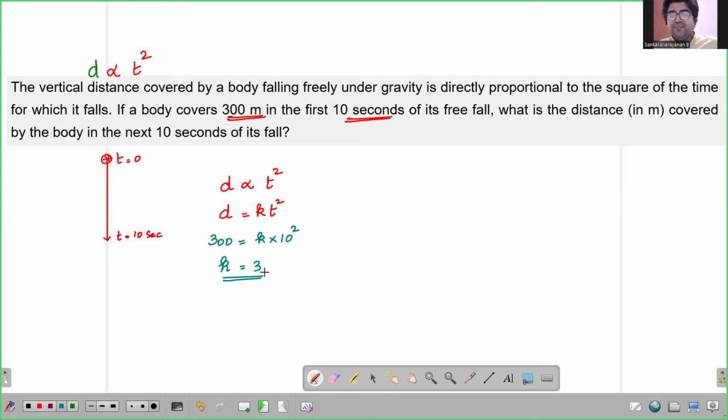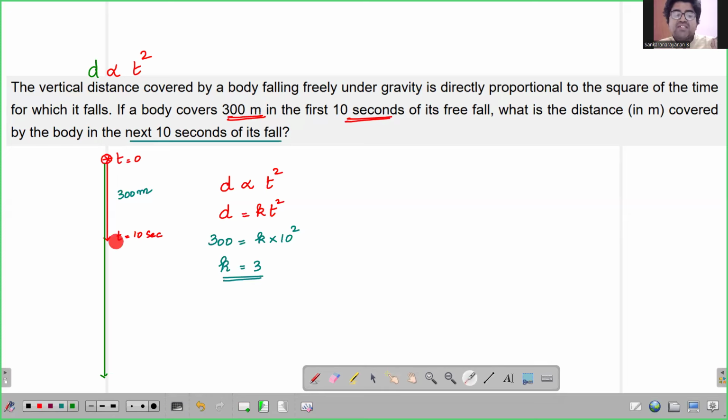Let it be there. Now, the question that they have asked you is, what is the distance in meters covered by the body in the next 10 seconds of its free fall? You can see that from t equal to 0 to t equal to 10, the distance covered is 300 meters as indicated in the question. So right now I am going to find out from t equal to 0 to t equal to 20. I am considering the next 10 seconds.